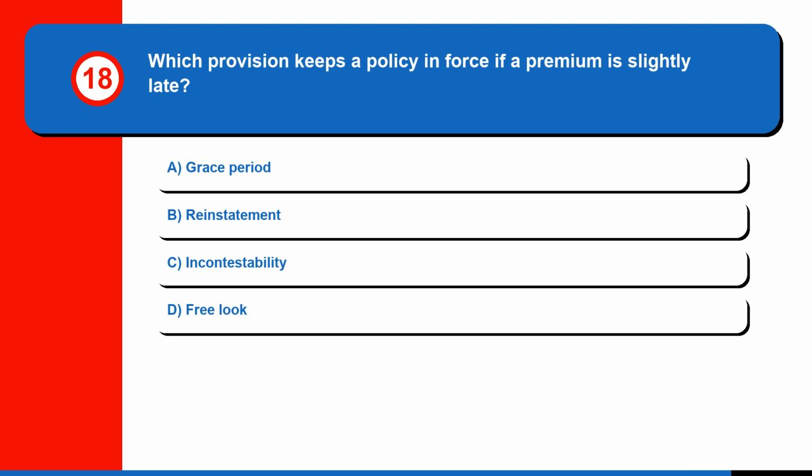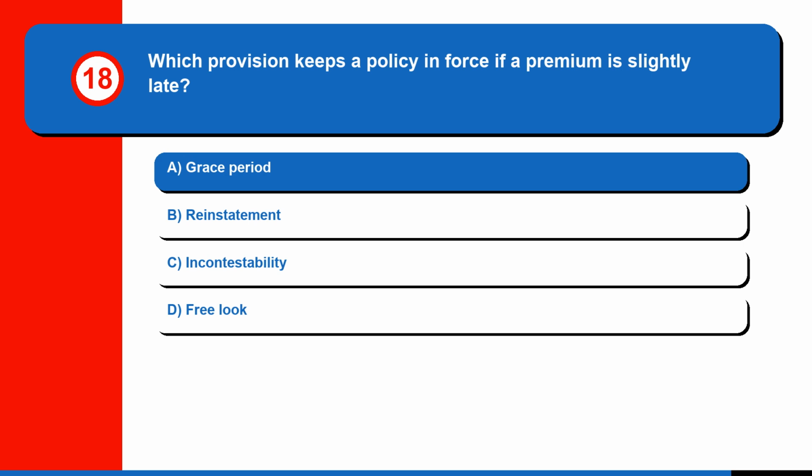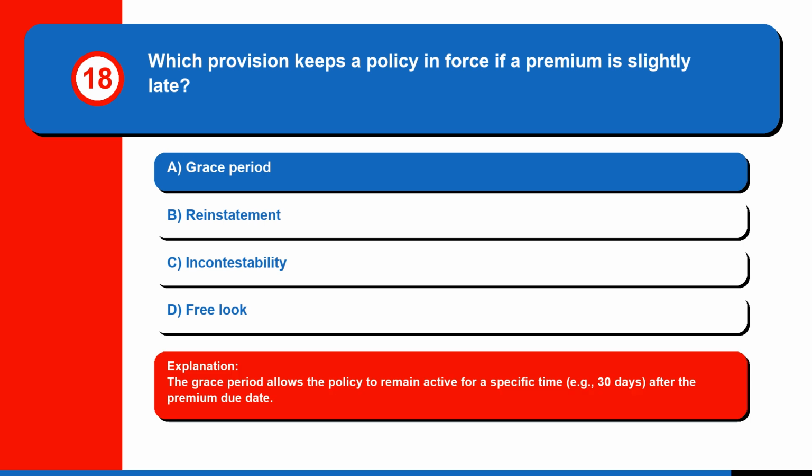Question 18. Which provision keeps a policy in force if a premium is slightly late? A. Grace period, B. Reinstatement, C. Incontestability, or D. Free look. The correct answer is A. Grace period. The grace period allows the policy to remain active for a specific time, for example 30 days, after the premium due date.